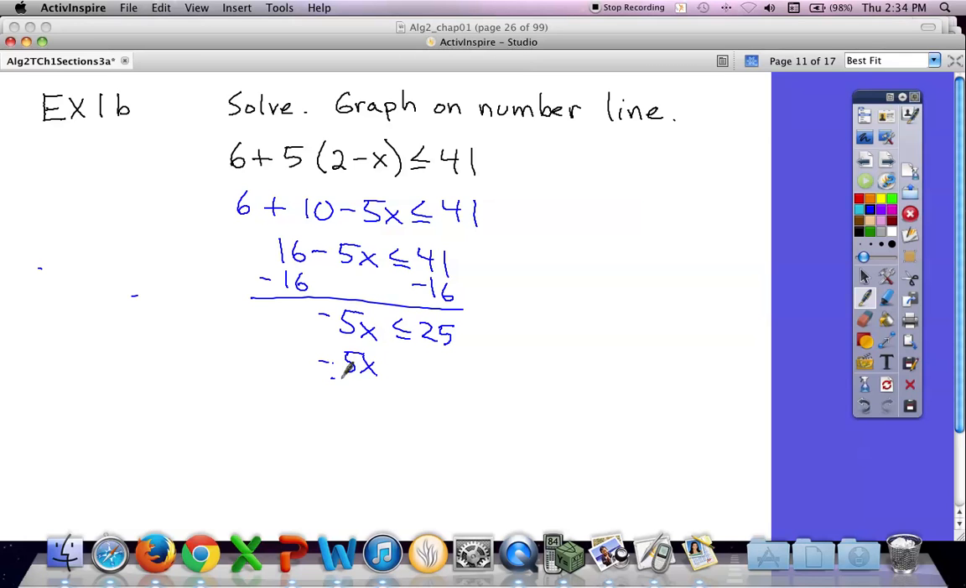Negative 5x divided by negative 5 is greater than or equal to 25 over negative 5. So I show it on another line. Now I can cancel all the negative 5. And negative 5 goes into 25, negative 5. So this is x greater than or equal to negative 5.